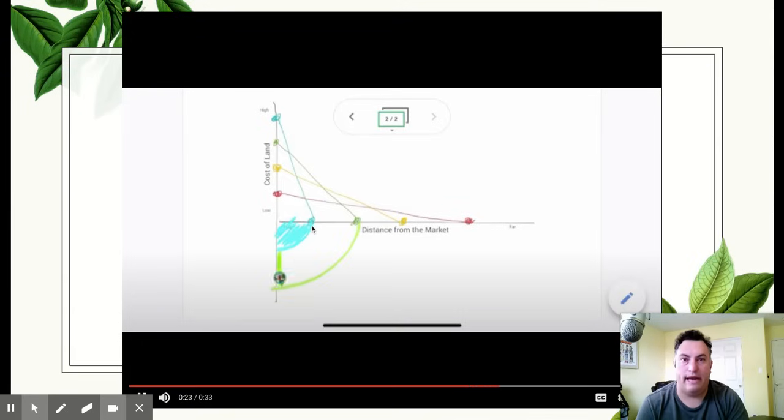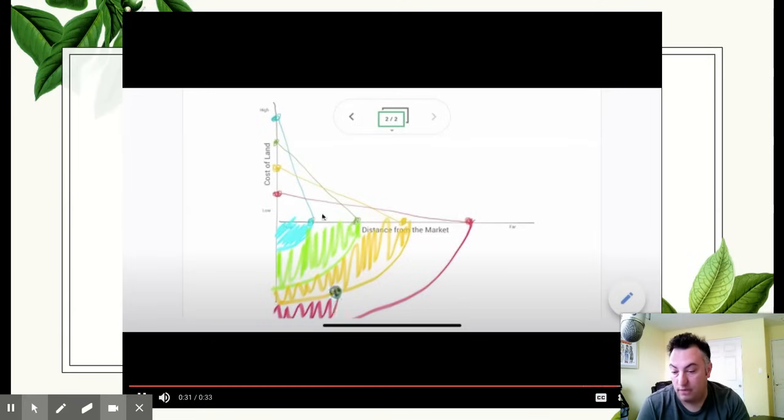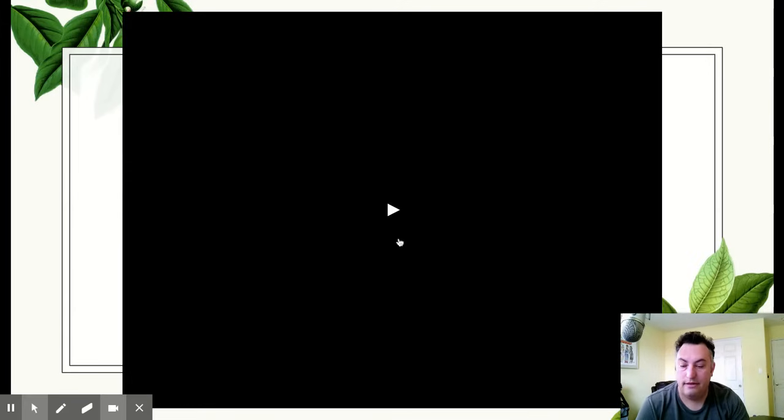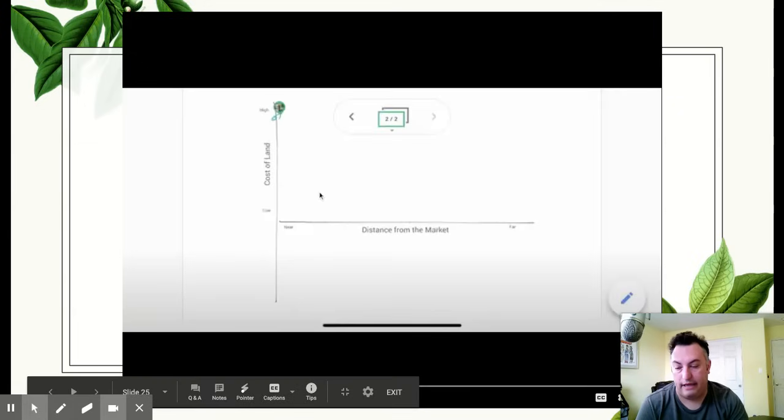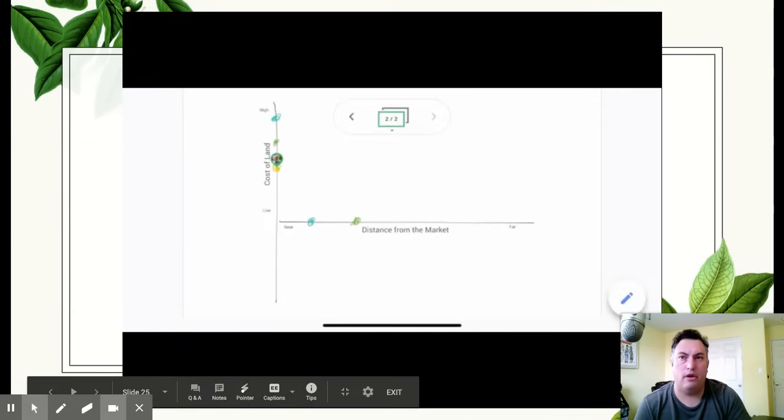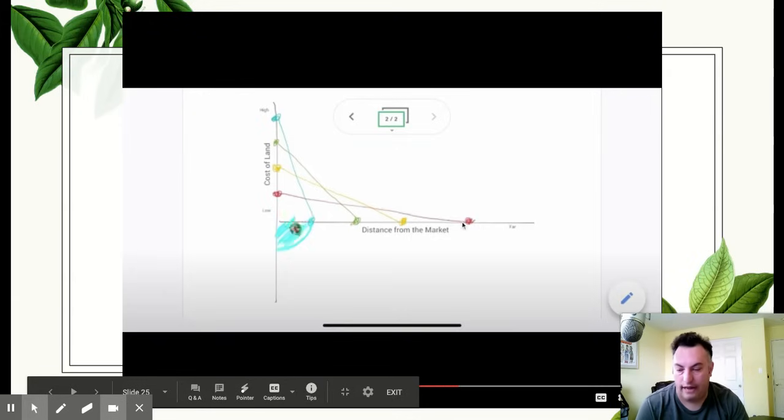Maybe they are growing dairy. Maybe they really need to pump out this milk and get it to the market fast before it spoils. So they're going to pay more to be closer to the market. Whereas you might be a group like in the red, where you don't really need to be too close to the market. Maybe you're trading livestock, right? You're growing cows to cut into beef, you're growing pigs to cut into pork. Those animals can walk to the market themselves for free, right? But they do need a lot of space to graze.